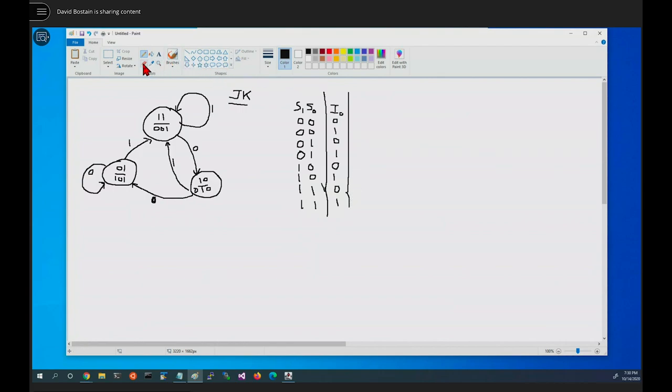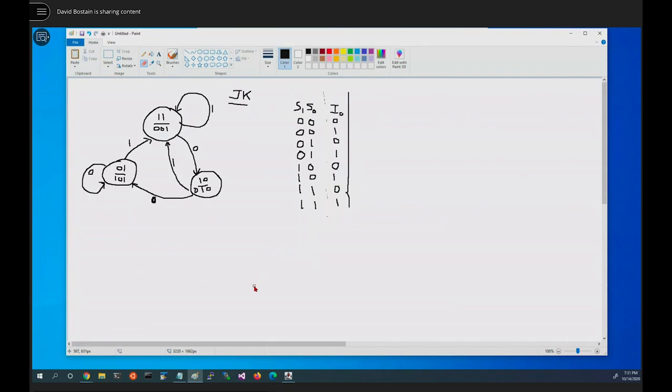Now I separated it here, but if it'll let me, I'll just erase that line because it really now becomes part of the number we're going to care about when we do Karnaugh reduction. All three of those condition what the next state is going to be.